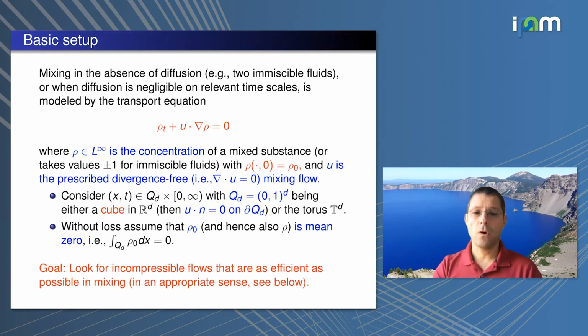And rho is some scalar that's bounded, and I'll assume it to be, for convenience, mean 0. It's some concentration of something, and the flow that we are looking for has to be incompressible. We have some initial datum, and then we are asking what flow to pick so that after a while, this scalar will be mixed very well.